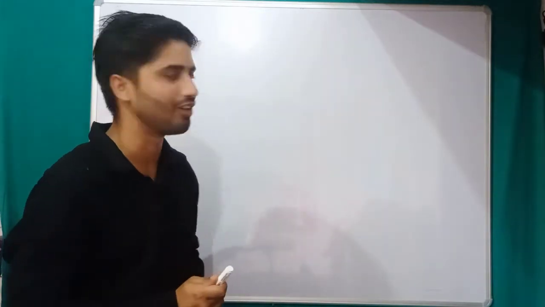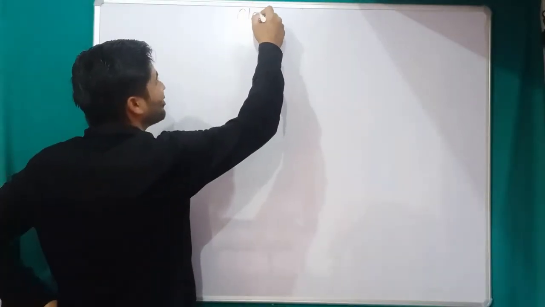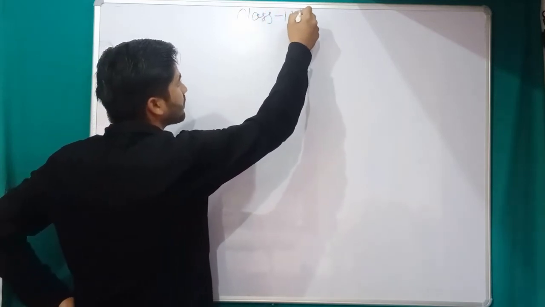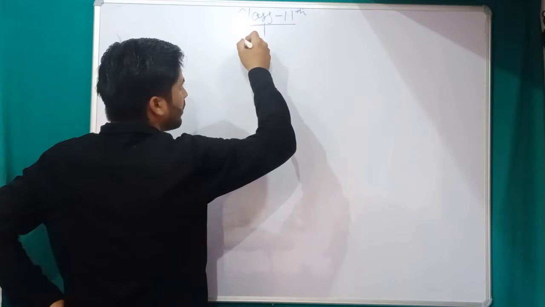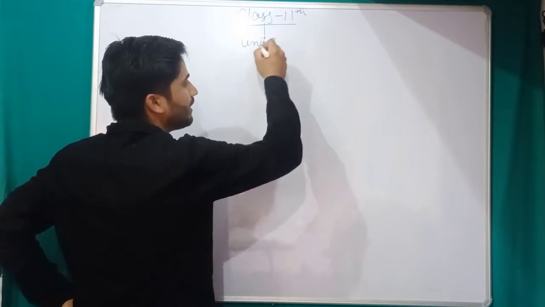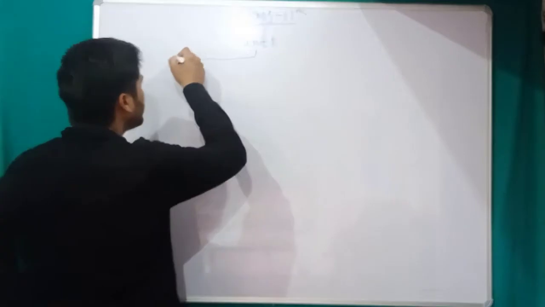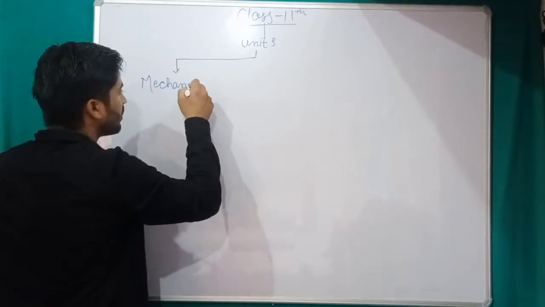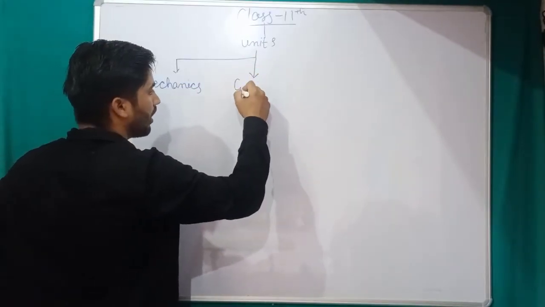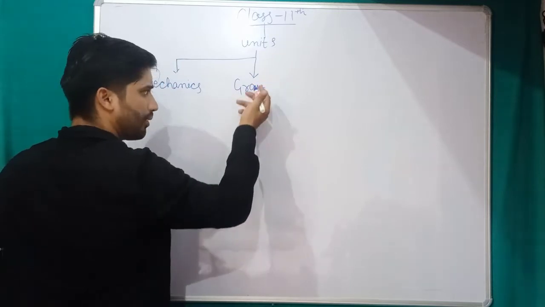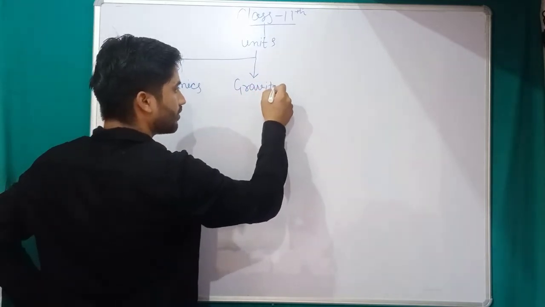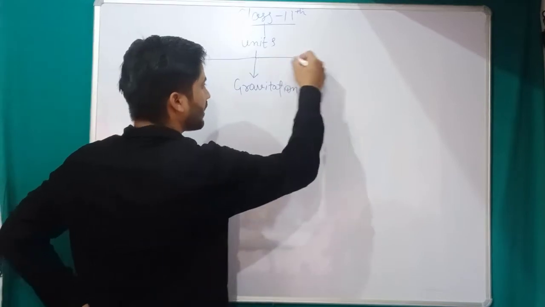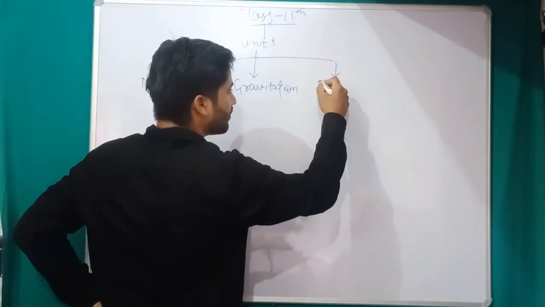So this is the way we are going to study class 11th. But first of all, let's start with the syllabus of class 11th. In class 11th, we are dividing all the chapters into units. The units are: first you will study mechanics, then gravitation, and after gravitation, there is fluid mechanics.